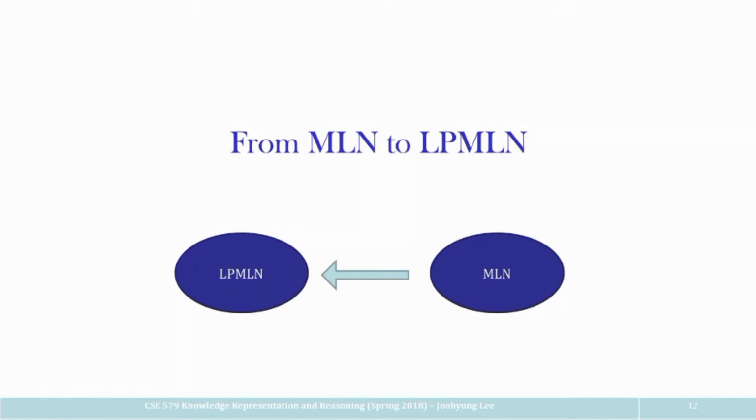So then we go to the next one. MLN into LPMLN. Can you guess how we can translate MLN to LPMLN? Again, suppose you don't have Alchemy, but you have some system for computing LPMLN, which means you can use that system to compute MLN. How is it possible?